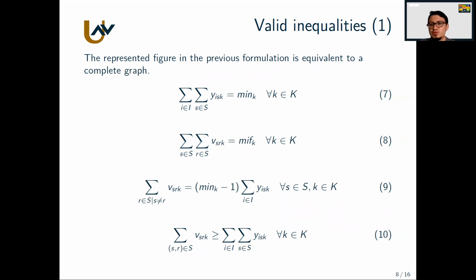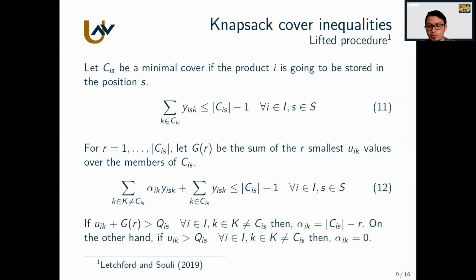But after applying this procedure, as you can see in constraints number 7 until number 10, we realize that we still have some fractional values in some of the variables. So in order to tackle this second part of the problem, we decided to create another group of valid inequalities.